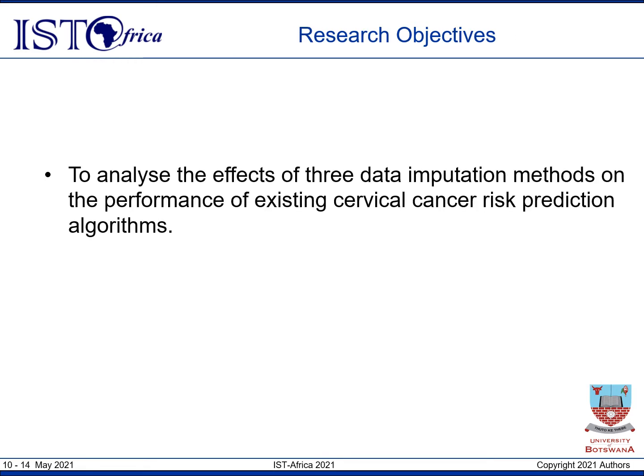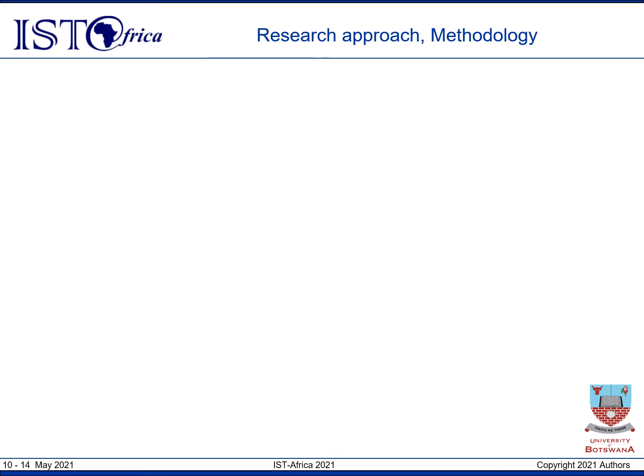In order to ensure the effectiveness of cervical cancer risk prediction algorithms, there's a need to consider the quality of the datasets that we feed into these algorithms with regards to addressing missing data and all other issues concerned. Therefore, the main objective of this research study was to analyze the effects of 3 commonly used data imputation methods on the performance of existing cervical cancer risk prediction algorithms. To realize this objective, we conducted experiments using the following.